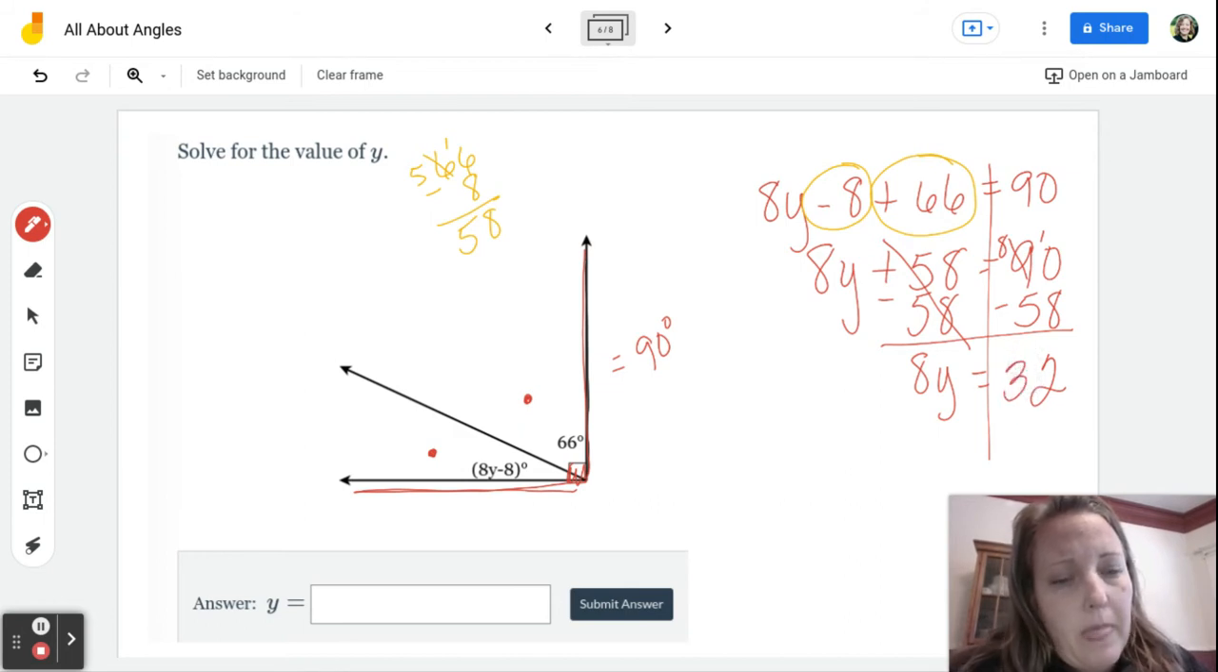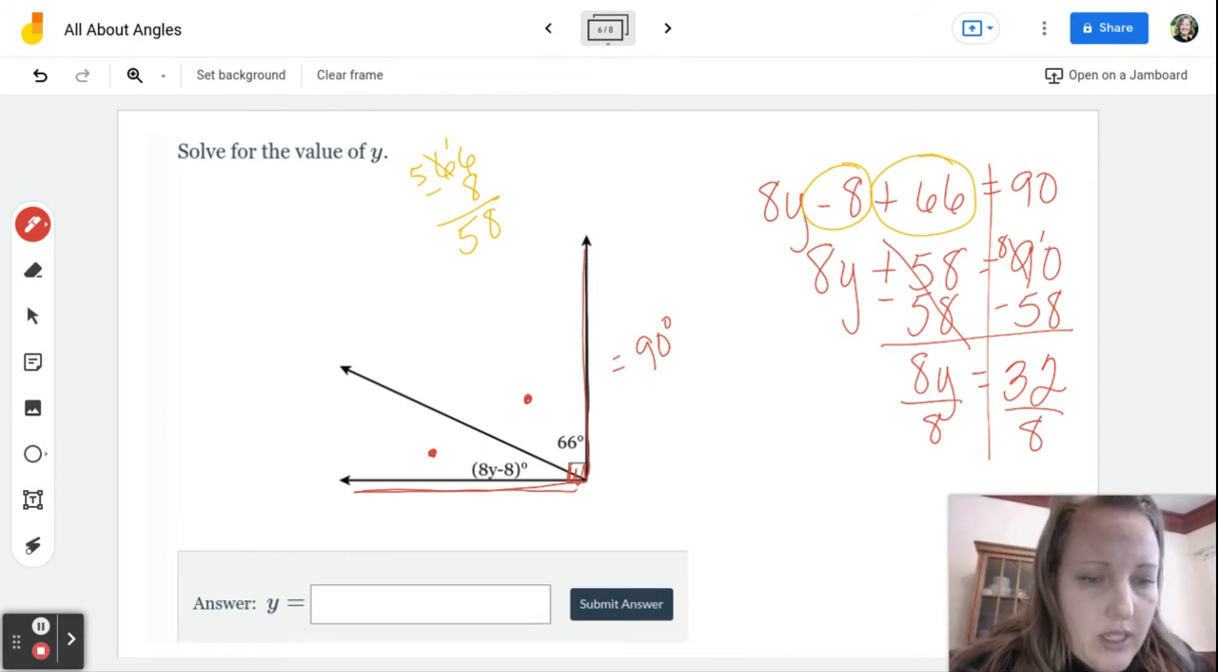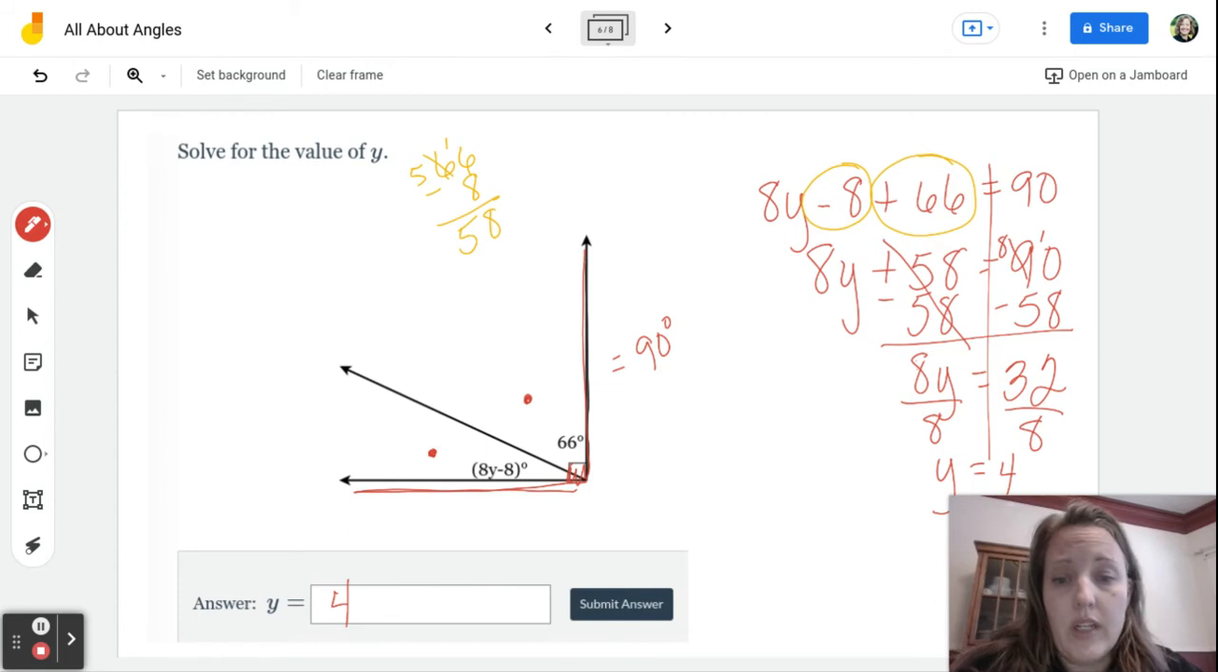Okay, my last step, I have 8 times y is 32. So let's divide by 8. That creates a 1. 8 over 8 is 1. 1 times y. The identity property of multiplication says 1 times anything is itself. So y is equal to 32 divided by 8, which is 4. Okay, so right over here, 4. We're not going to use degrees, okay, because you're just identifying what that y is equal to in that expression, and that's 4.